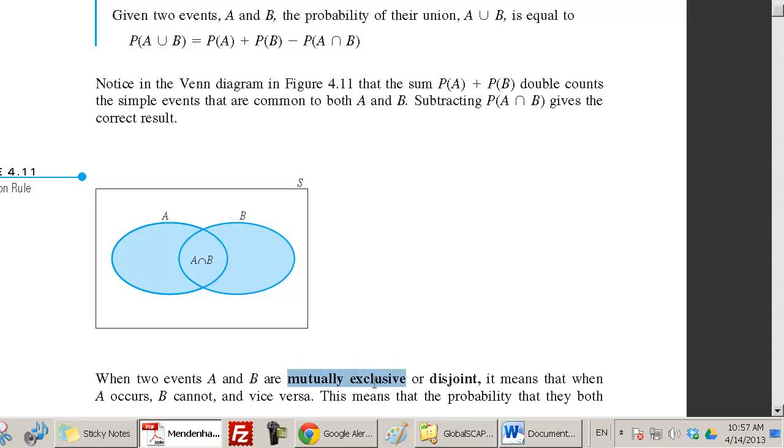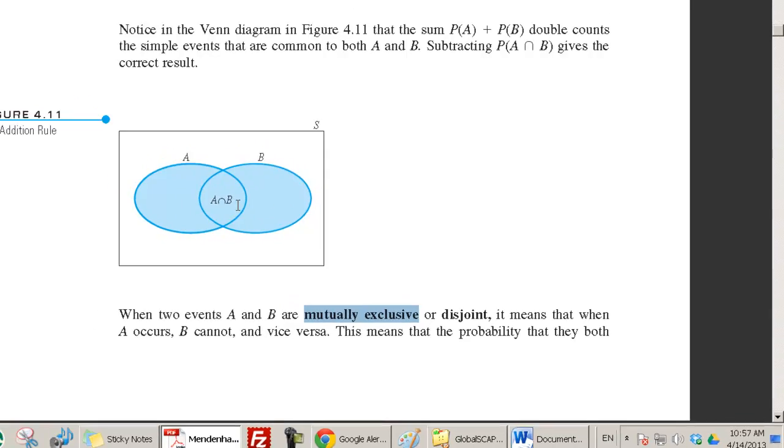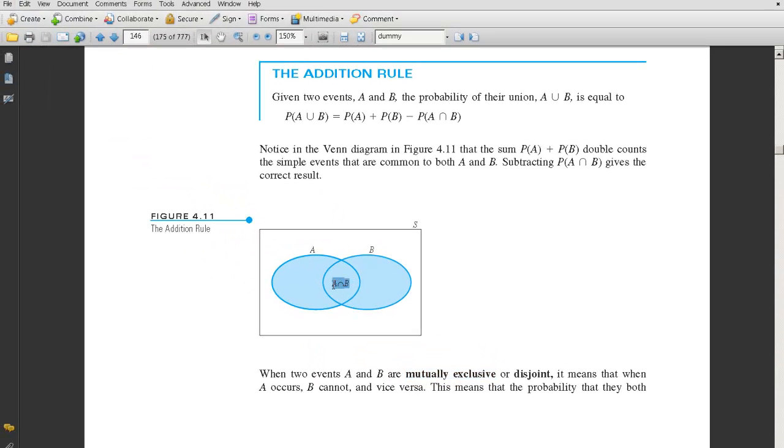We saw before that the idea of mutually exclusive events means that they can't happen together. And remember, they can happen together if they have something in common, that is, if they have some intersection. So if they don't have any intersection, that is, if they're mutually exclusive, then this term here is going to be 0, because there's going to be nothing in common, so the probability of that will be 0. So if they are mutually exclusive, then this will be 0.